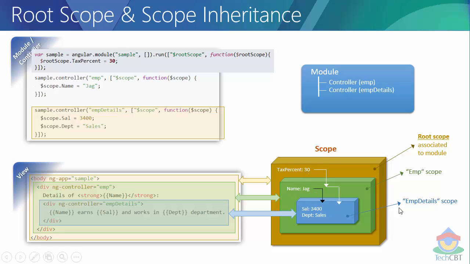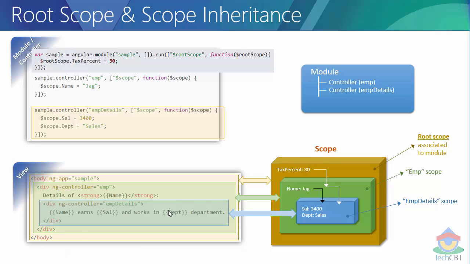So in this case, now EMP details will have tax percent, name, salary and department number. So this scope will have 4 members technically. Even though you are creating 2, this particular controller or scope is inside another controller scope, and that one is available inside another, all of those members will finally be added to the same scope of that particular nested scope.